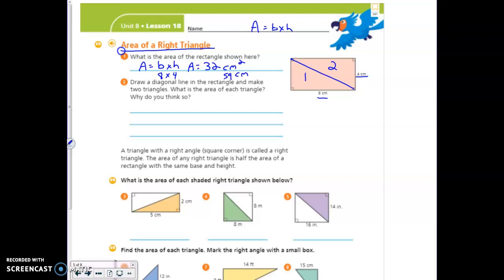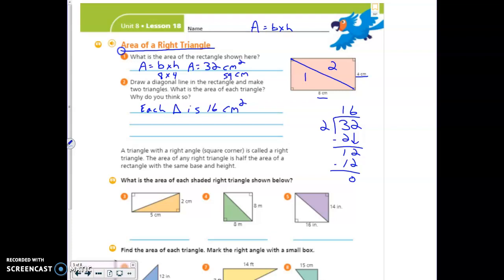So if we look at that, what is half of 32? One way to find half is to simply divide it into two equal groups. So 32 divided by 2. Go through my long division. No, it's been a while since we've done that, guys, but we'll go through the long division just to show you that process again. And we should realize that half of 32 is 16. So we are looking at each triangle being 16 centimeters squared.